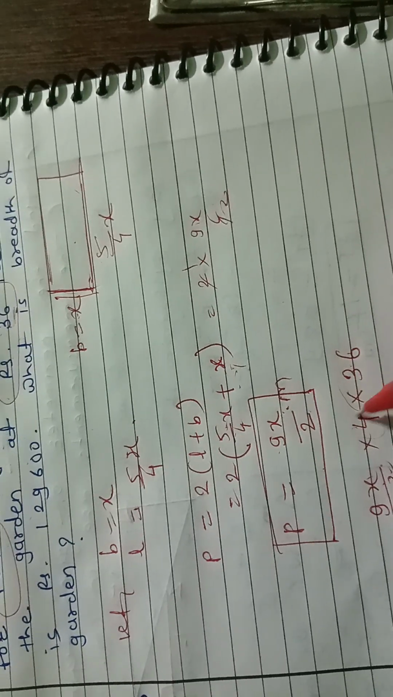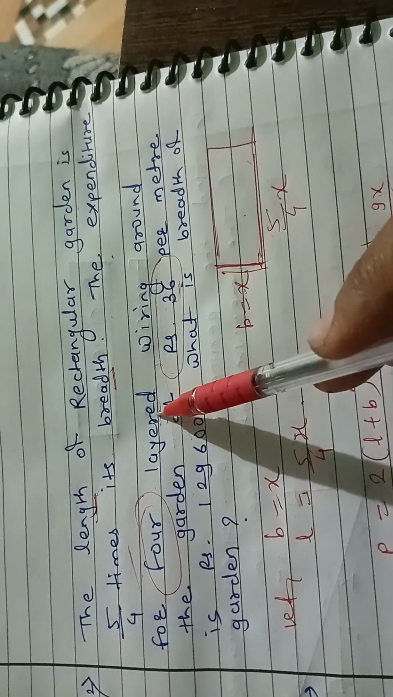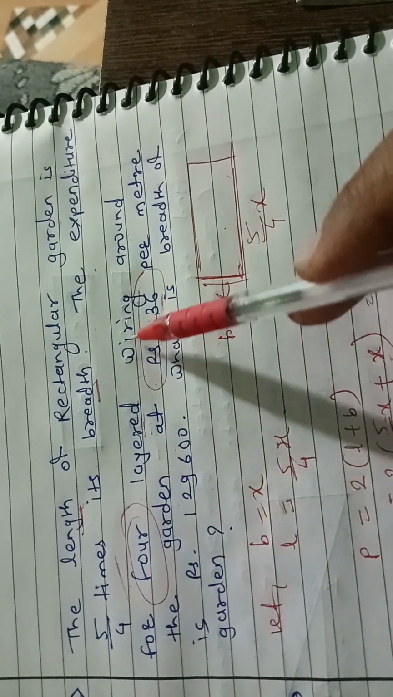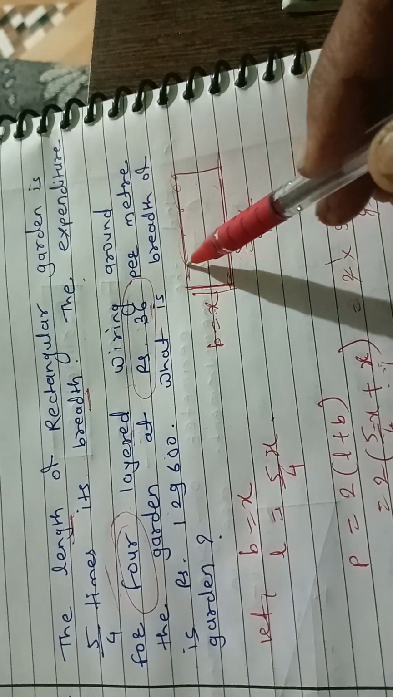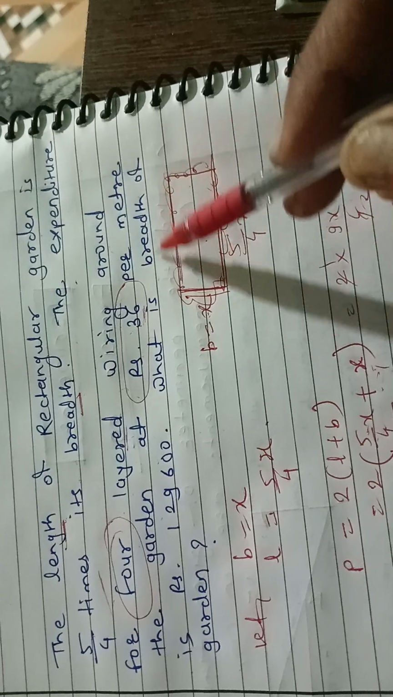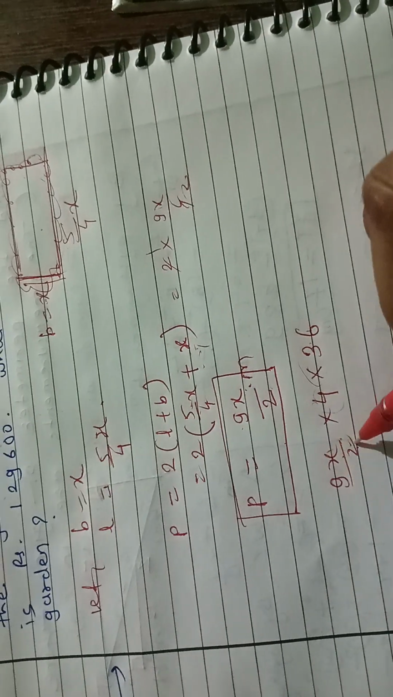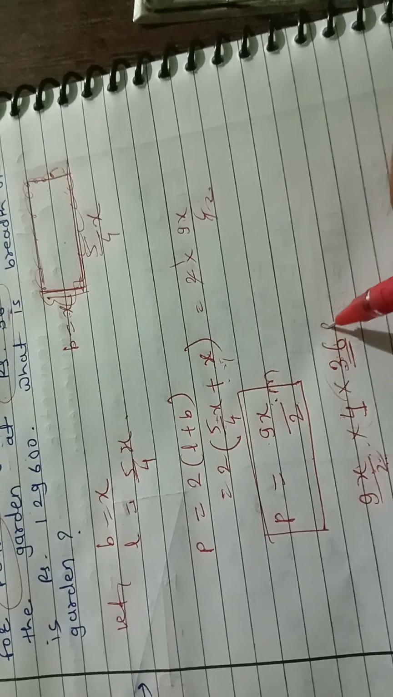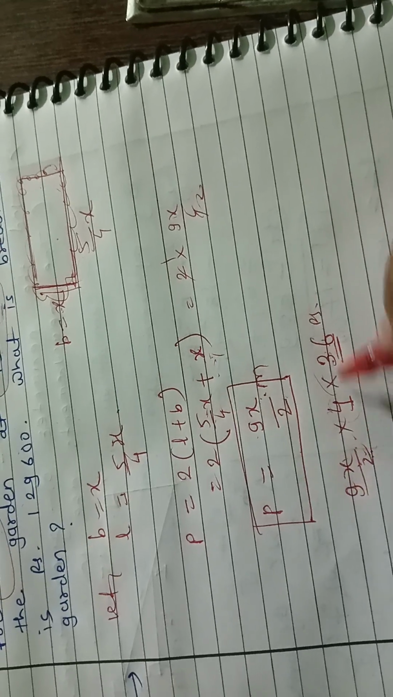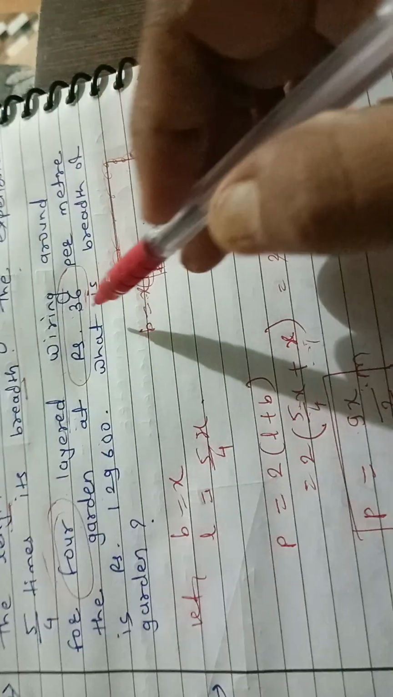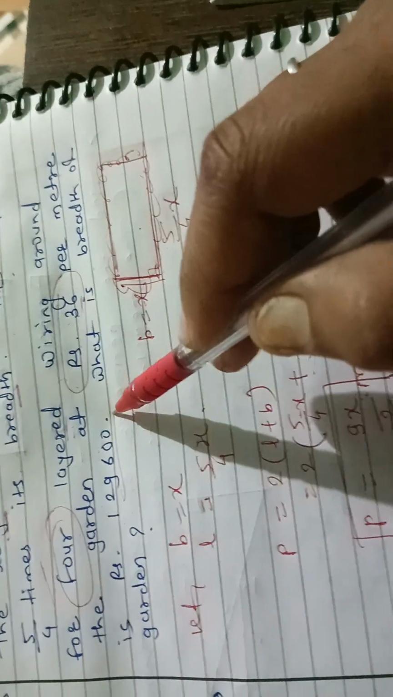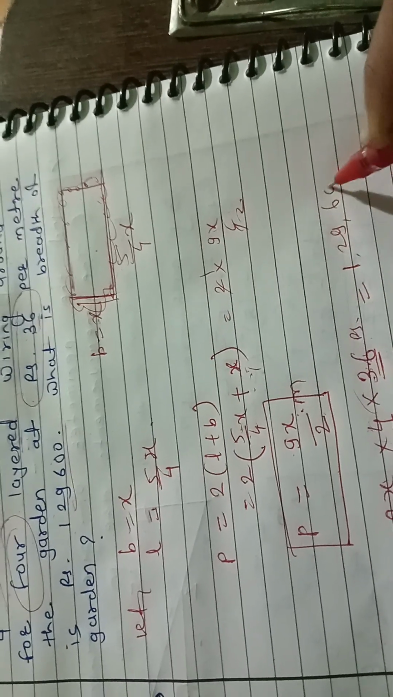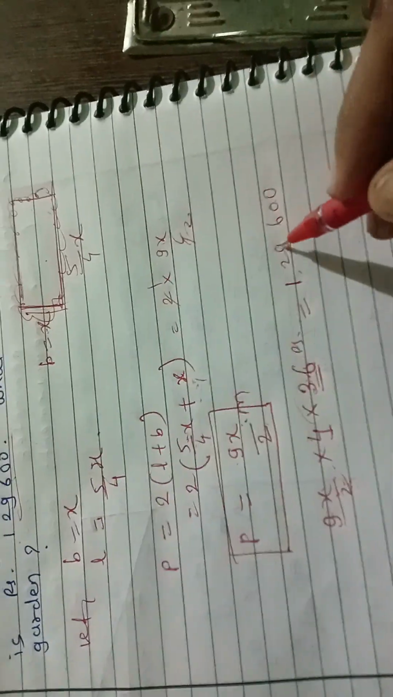Again, how many rounds are you taking of that? That is 4 layered wiring, means for one layer, likewise you are using 4 layers. So 4 layers of wire you are doing here, around this, for 9x by 2 meter. So how much is it costing? At a time we are doing 4 rounds at 36 rupees per meter. Per meter means for 9x by 2, you have to calculate how many meters. They have given the per meter cost, and the total cost they have given as 1,29,600.